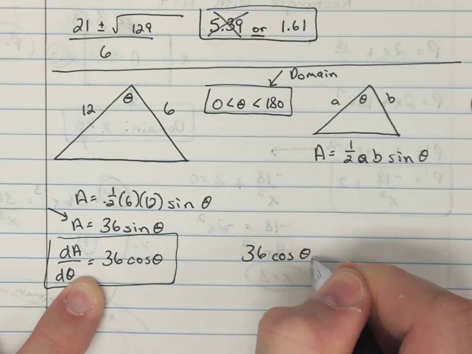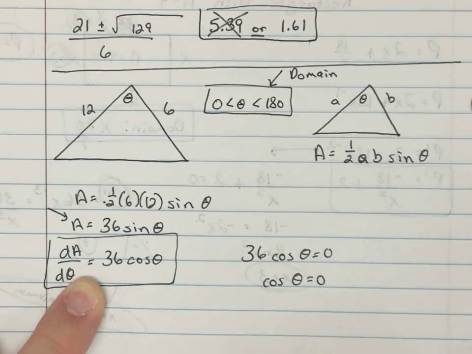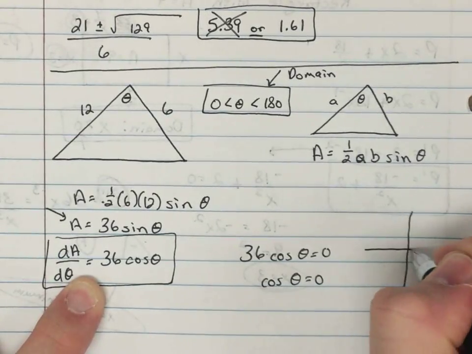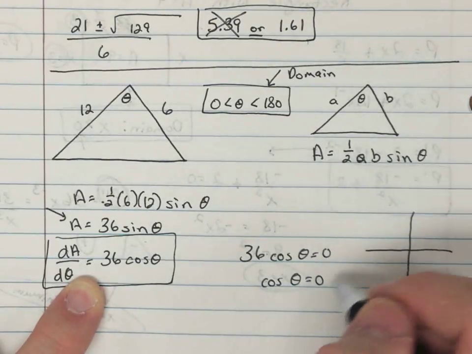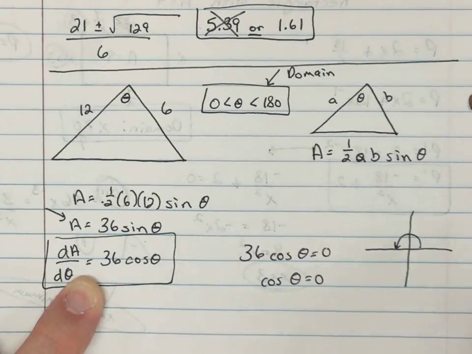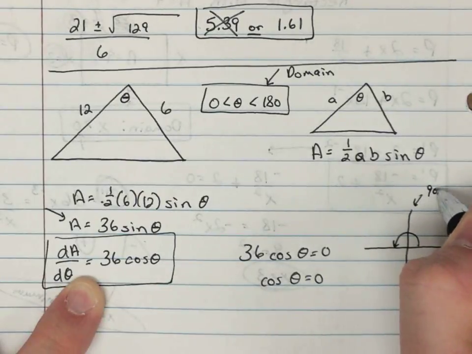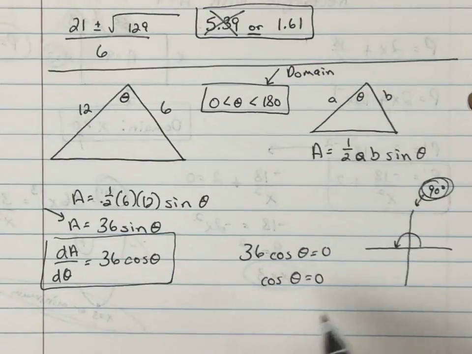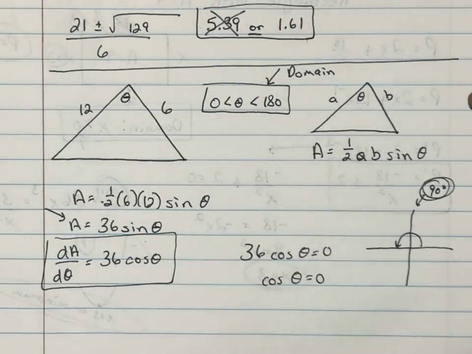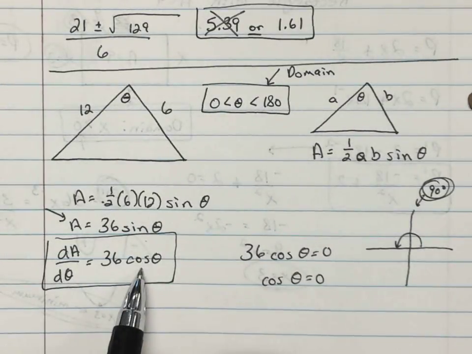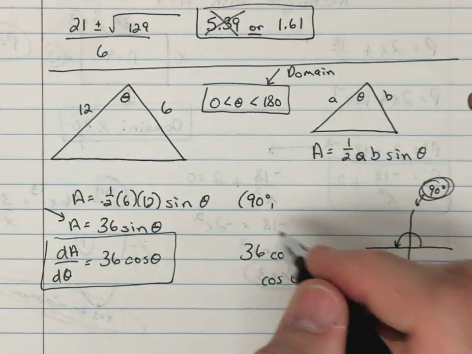So we come over here and we set it equal to 0, divide by 36. We solve it. Simple trig equation. Where is cosine equal to 0 between 0 and 180? That's only on from here to here. And I know that cosine is equal to 0 at 90 degrees. So I've got a critical value at 90, which actually makes this a right triangle, and it makes it really easy to find the area of. You really don't have to use this formula anymore if you don't want to, but the maximum area is going to occur at 90 degrees.